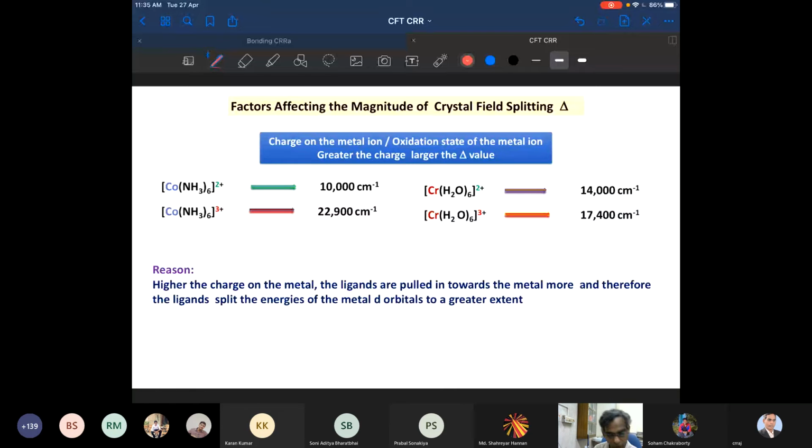Now the second one is the oxidation state. This is quite straightforward. With a 2 plus charge there, I have 10,000 centimeter inverse. Here with 3 plus, there is a significant increase that goes to 22,900 centimeter inverse. What is the reason? Can anyone unmute your microphone and tell me? Otherwise, I am talking to the screen.